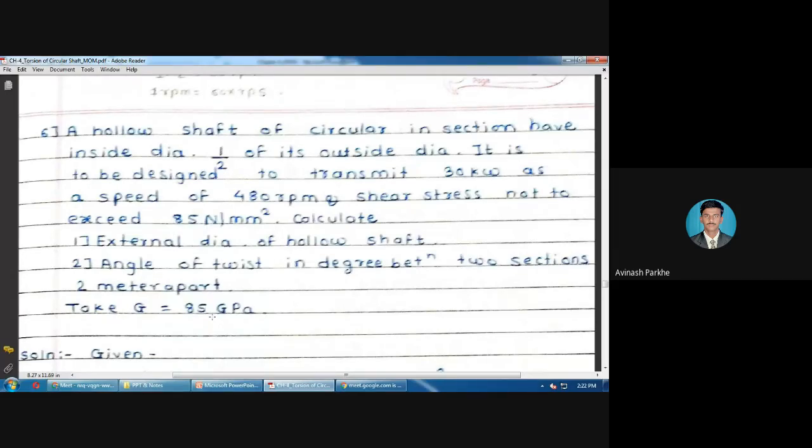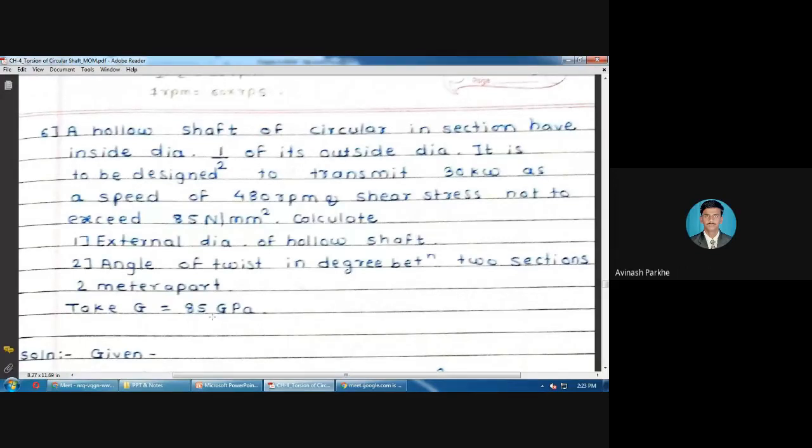They have given the length also, they have given the G also, but theta is not mentioned. Theta we have to calculate. Means diameter we have to calculate by using the shear stress only. What will be the value of T mean torque? Based on the shear stress only, we have to calculate the external diameter. Yes, what will be the mean torque?